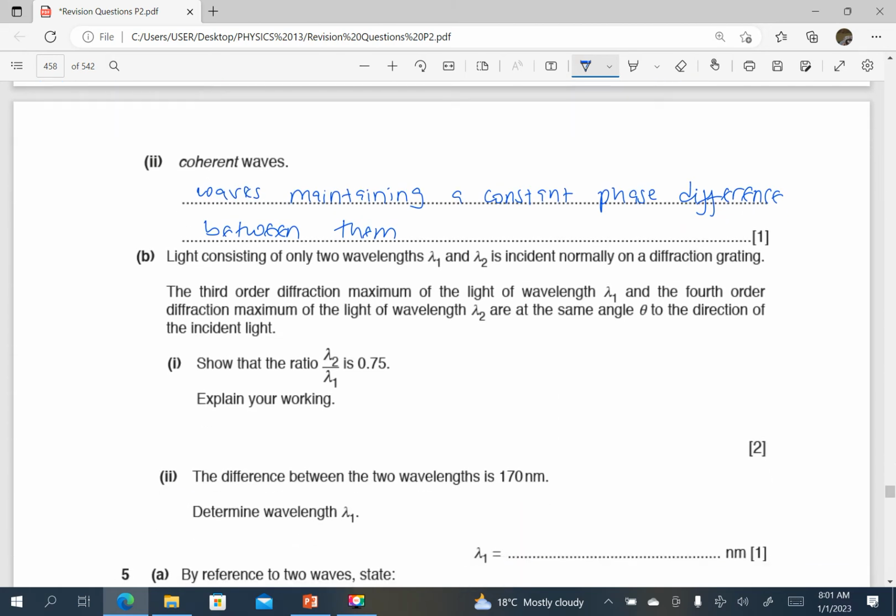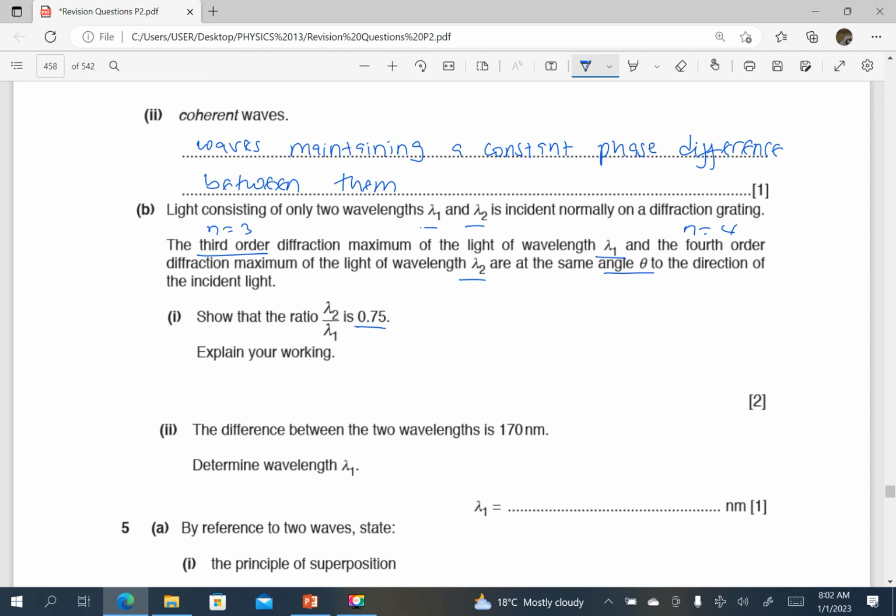Light consisting of only two wavelengths, lambda 1 and lambda 2, is incident normally on a diffraction grating. The third order diffraction maximum of the light of wavelength lambda 1, this is third order, n equals 3, and the fourth order, n equals 4, diffraction maximum of the light of wavelength lambda 2 are at the same angle theta, so theta is the same for both. Show that lambda 2 over lambda 1 is 0.75. Explain your working.